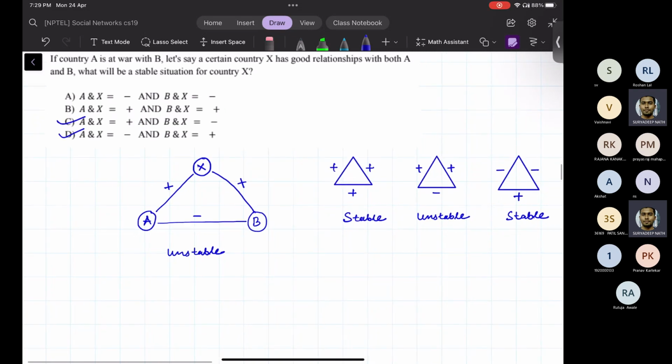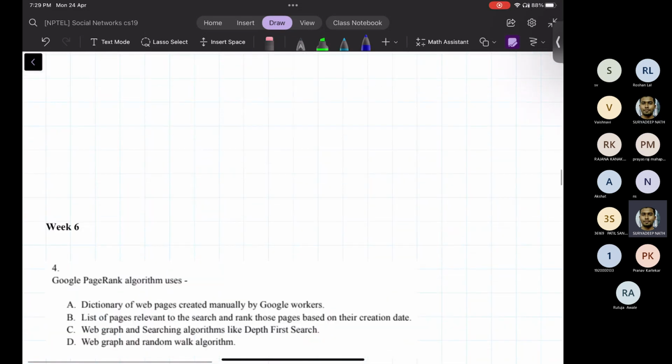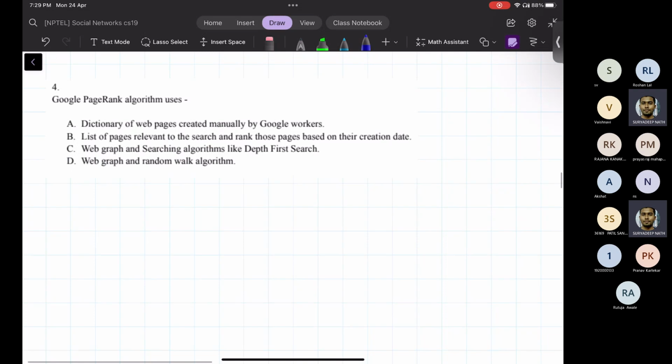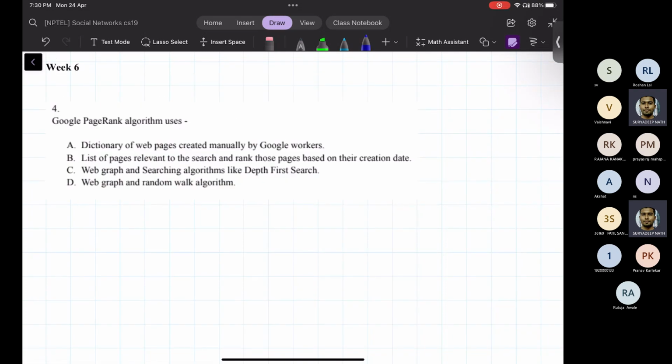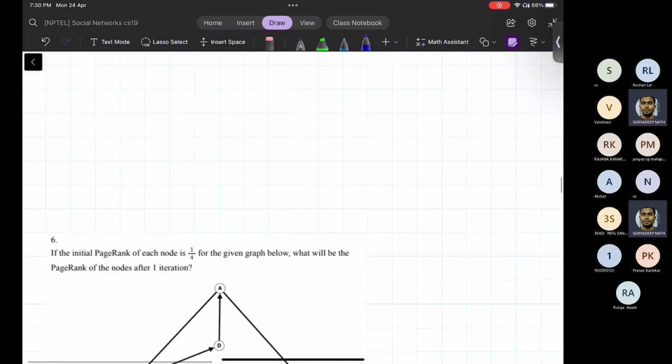Okay. Coming to week 6 questions. What does the Google PageRank algorithm use? This is a simple question. Option D is the right answer, where it uses a web graph and a random walk on that web graph. And that's how it computes the page rank of the various web pages. So this is a straightforward question.